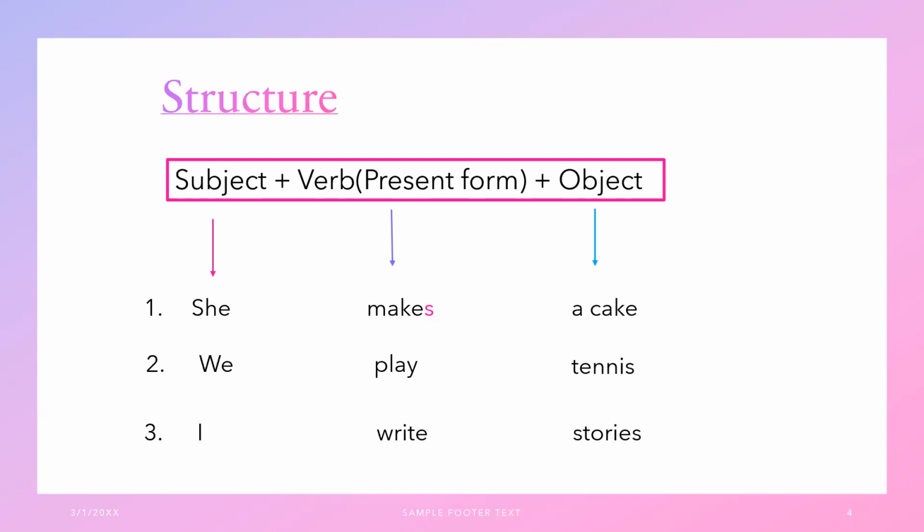Example number 2. We play tennis. Here, we is the subject and play is the verb in present form and tennis is the object. So, in this sentence, we do not add an s or es to the verb which is play, as we, the subject, is plural. Next example, I write stories. I is the subject, write is the verb in present form, and stories is the object.